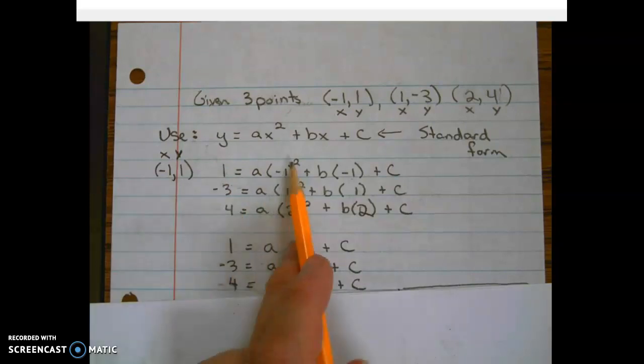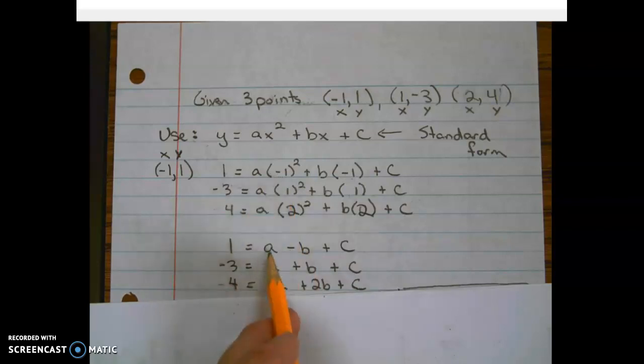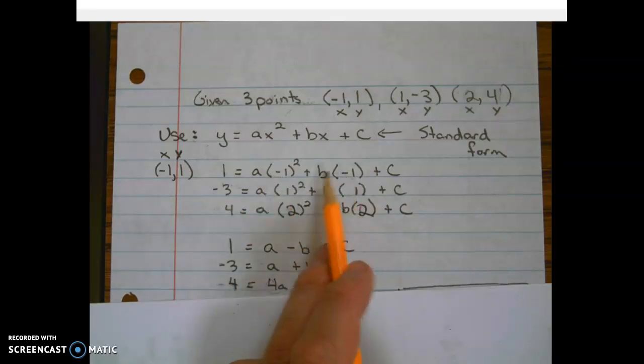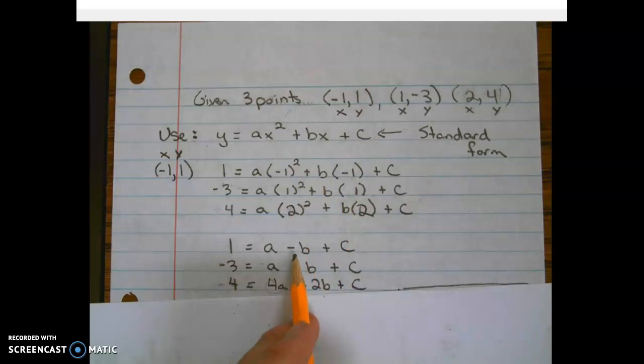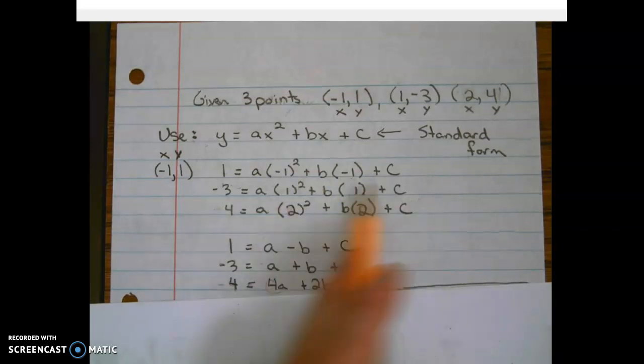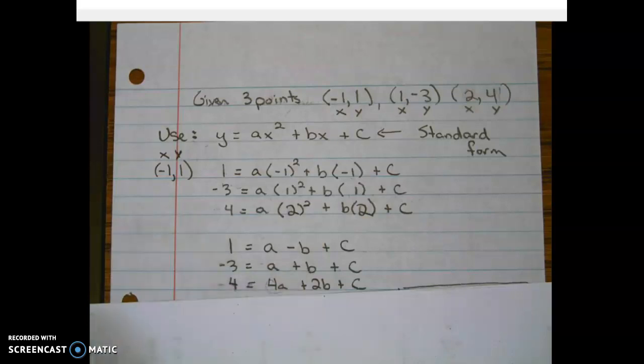And then -1 squared is 1. And 1 times a is a. -1 times b is -b. And then we have our c. And then I did the same thing with the next 2 equations.